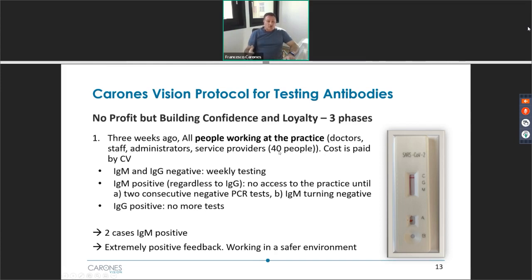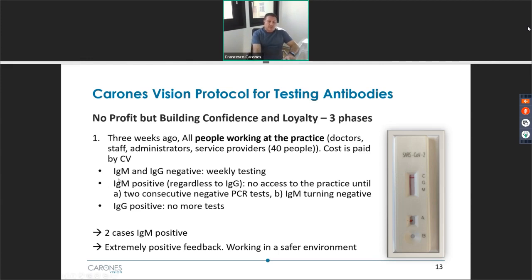The cost for this testing is upon us, and here are the potential outcomes that you can see in this group. If someone is tested and he or she is IgM and IgG negative, it means that the subject did not have any contact with the virus, at least as regards the immunization phase. And so we do weekly testing to them.